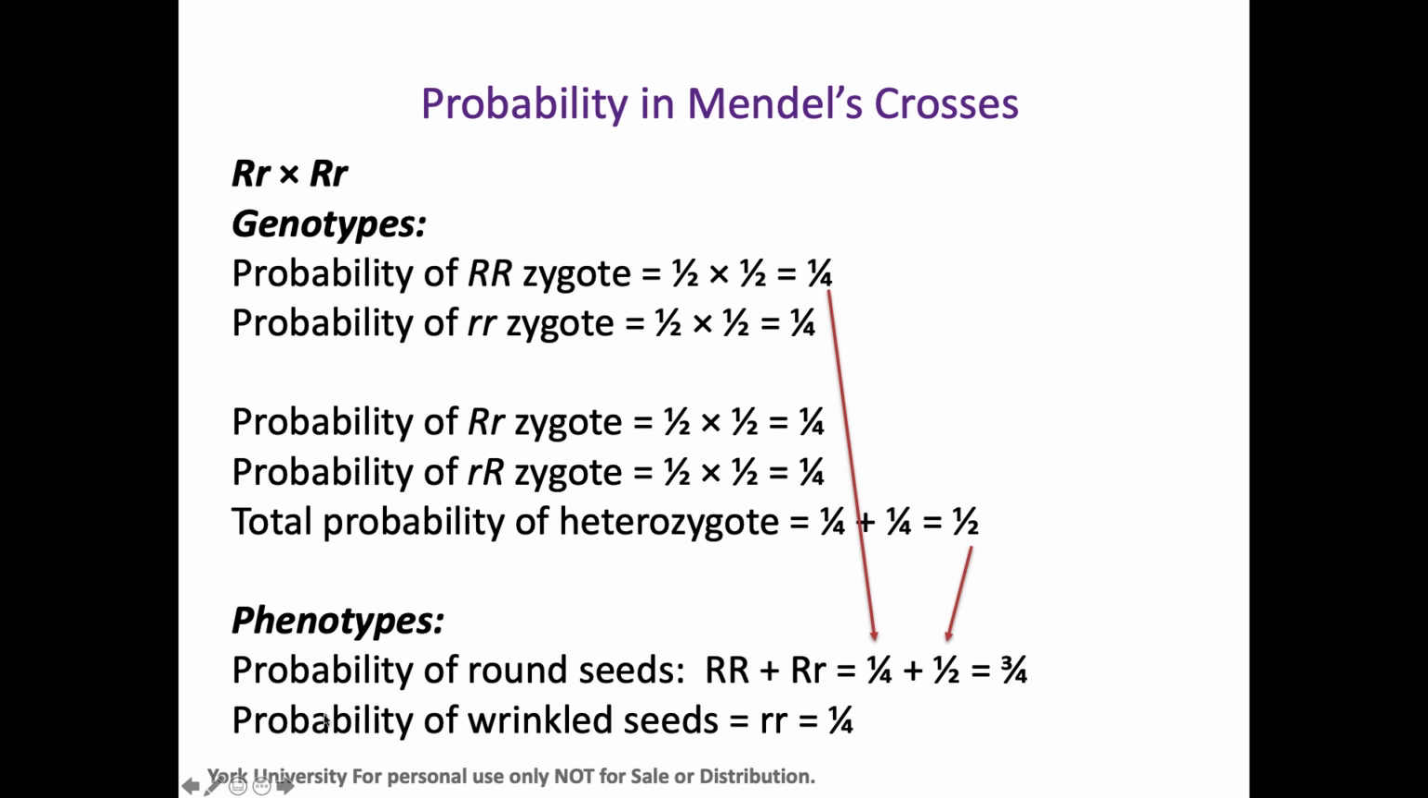Similarly, if you're trying to work out the probability of having wrinkled seeds in the offspring, it's going to equal the probability of only one possible outcome in the genotype, and that is homozygous recessive. That probability is 1/4. This yields the 3-to-1 ratio in the phenotype, which is what Mendel saw when he did his monohybrid crosses.